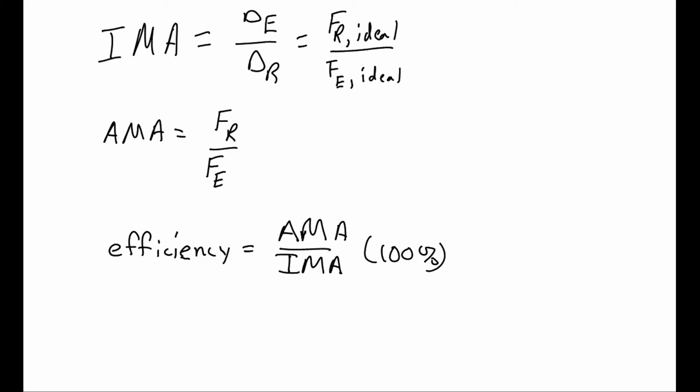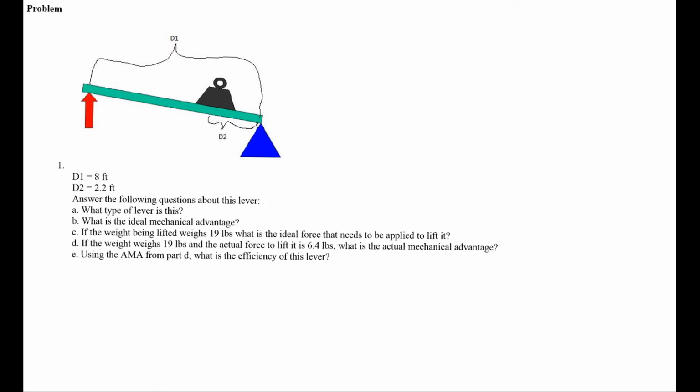Everybody kind of remember those equations from the notes? Okay, I'll give you guys a second. Alright, so this is our first problem. So we have our lever here. That distance is 8 feet. The shorter distance from the fulcrum to the loader lifting is 2.2 feet. So A, what type of lever is that? First, second, or third class?